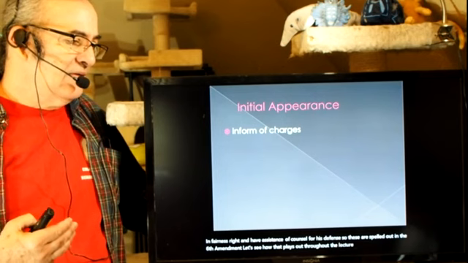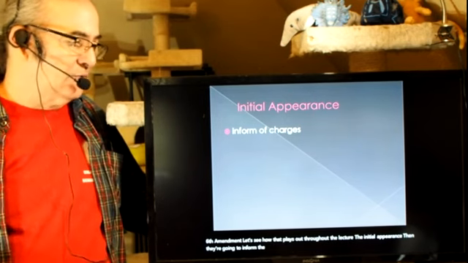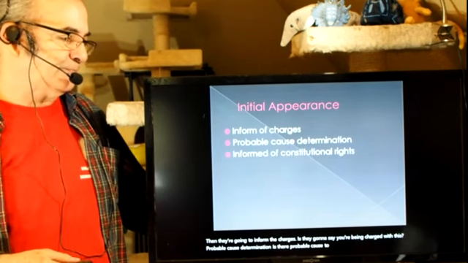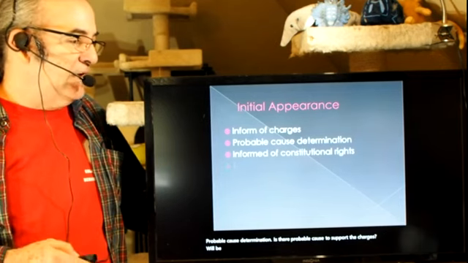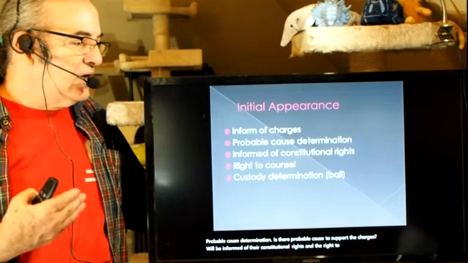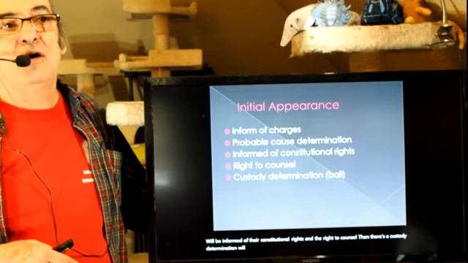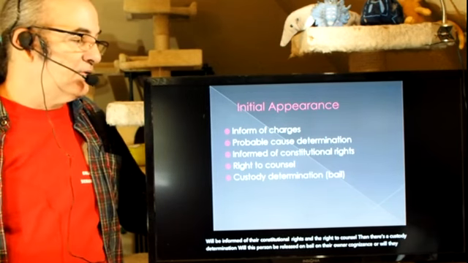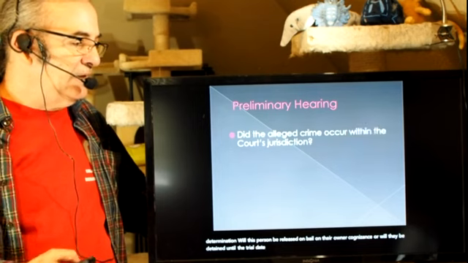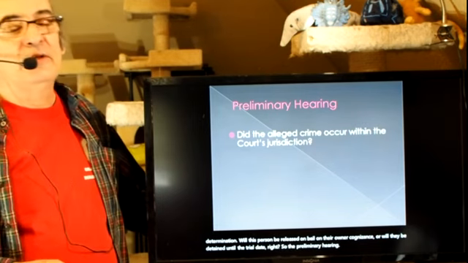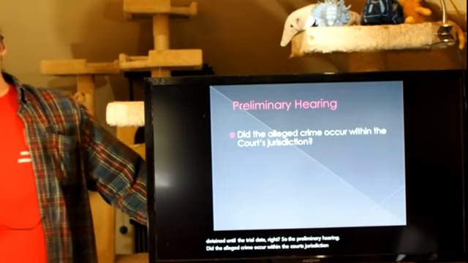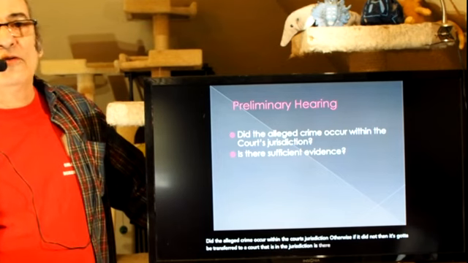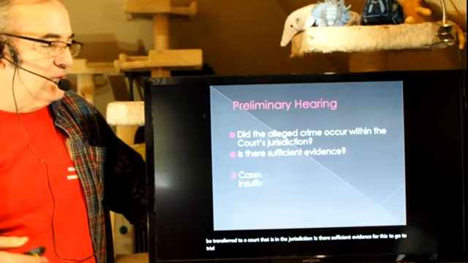The initial appearance then, they're going to inform the charges. So they're going to say, hey, you're being charged with this. Probable cause determination. Is there probable cause to support the charges? We'll be informed of the constitutional rights and the right to counsel. Then there's a custody determination. Will this person be released on bail on their own recognizance, or will they be detained until the trial date? Right? So the preliminary hearing, did the alleged crime occur within the court's jurisdiction? Otherwise, if it did not, then it's got to be transferred to a court that is in the jurisdiction. Is there sufficient evidence for this to go to trial, or is it kind of just a trumped-up charge?